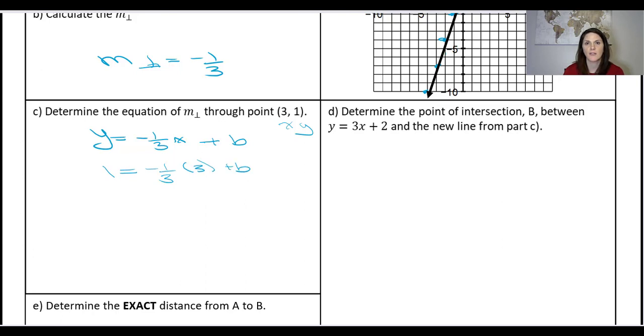When I multiply negative 1/3 times 3, we get negative 3 over 3, which can be reduced to give us negative 1. So 1 is equal to negative 1 plus b. Rearranging the equation, 1 plus 1 equals b, so b equals 2. So our final equation is y equals negative 1/3 x plus 2.